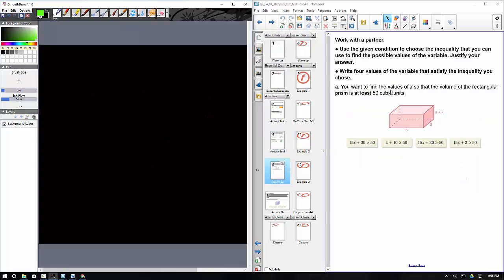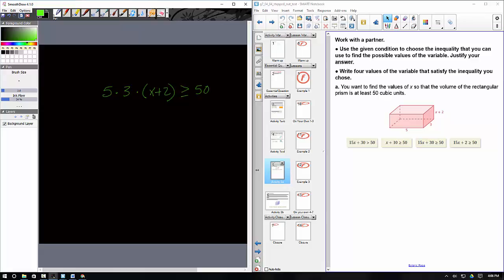It's this one, right. You want to find values so the volume of the rectangular prism is at least. So it can be more, but it has to be at least 50 cubic meters. So I have to go through here and do 5 times 3 times x plus 2, right? And that's going to be greater than or equal to 50.